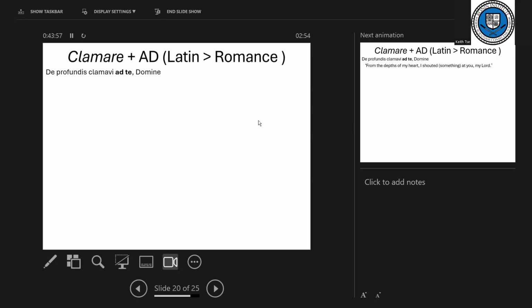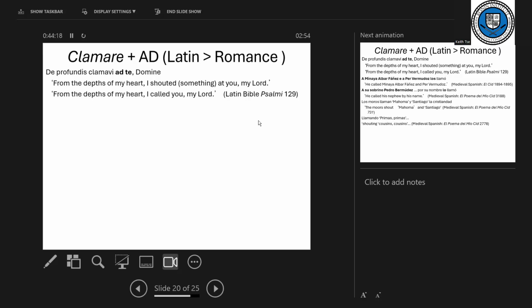Now, there are examples in Christian Latin that are structurally ambiguous. So, for example, "e profundis clamavi ad te, Domine". This is a famous example from the Latin Bible. So here, this literally means from the depths of my heart, I shouted something at you. So clamavi ad te, the object is missing here. Or it seems to anticipate calling. From the depths of my heart, I called you, my Lord. Clamavi ad te. So in the absence of the object, it seems to be possible to reanalyze the indirect object as a direct object here. And the direct object here is marked by ad.